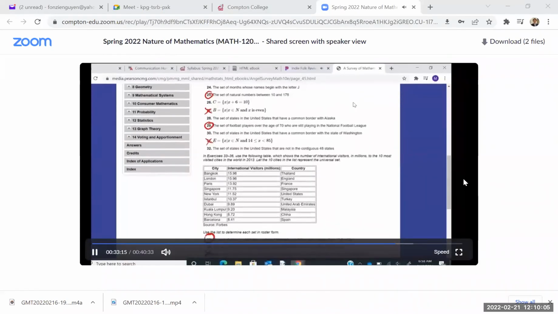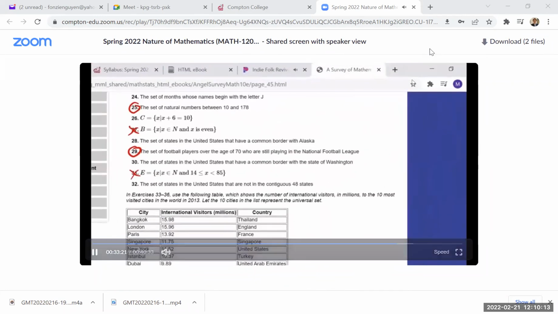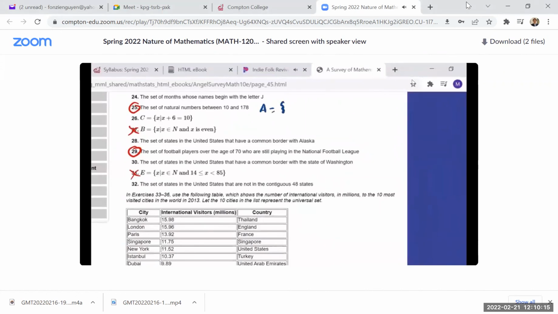Questions are to these. So for the first one, 25. Anybody get an answer for the 25? We'll just call it A. What would that start with? 11. Yeah, I would say 11 because it says between, so it doesn't say including 10 or inclusive, it just says between. So I would say 11, 12, 13, dot, dot, dot, to 177. 177. Yeah, you got it.